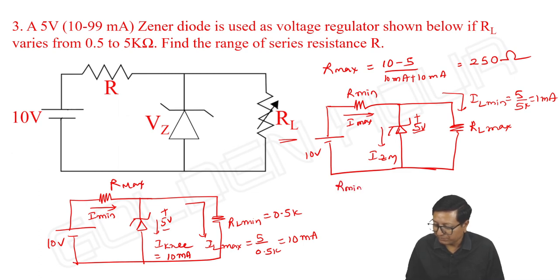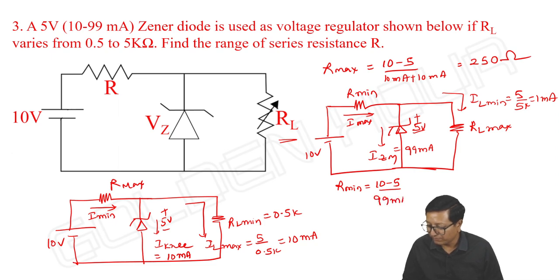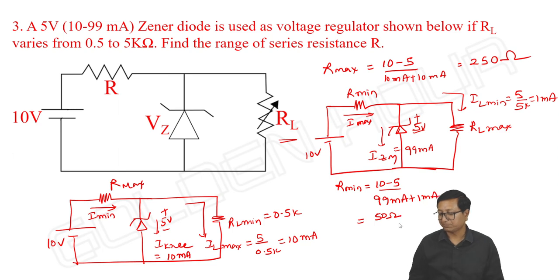So R minimum is equal to (10 minus 5) by I maximum. IZM, how much it is? 99 milliampere, and it is 100 milli. 99 milli plus, sorry, 1 milli. It is 100. So it is 50 ohms. So R minimum is 50 ohms.